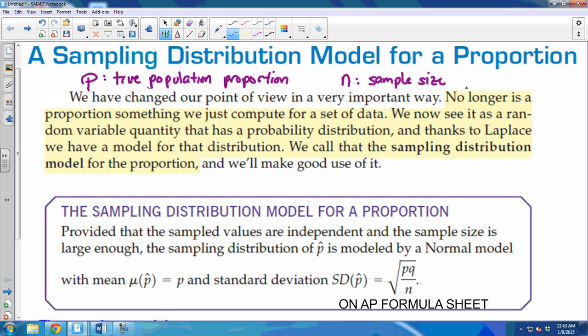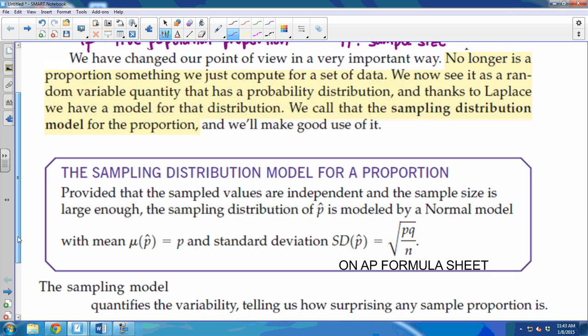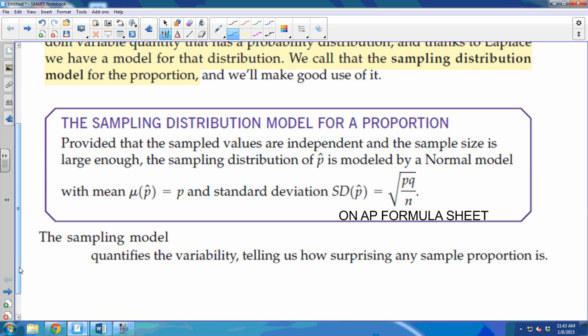That's awesome. Okay? So for this model, it's a normal model. We established that yesterday. The mean of that model is just P. That's all it is. All right, so the mean for the sampling distribution model is just P. That's where it should be centered. That should make sense. The standard deviation is the square root of PQ divided by N. Now, that's on the AP formula sheet. That's awesome.